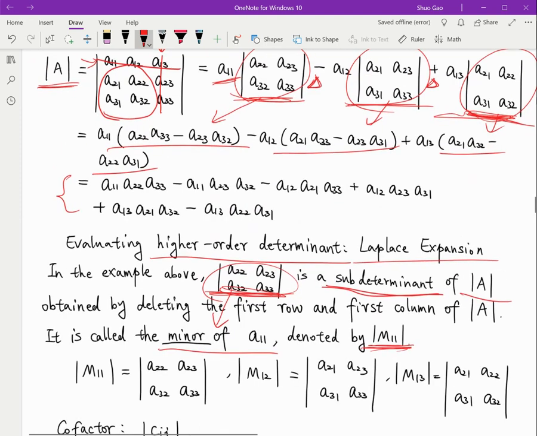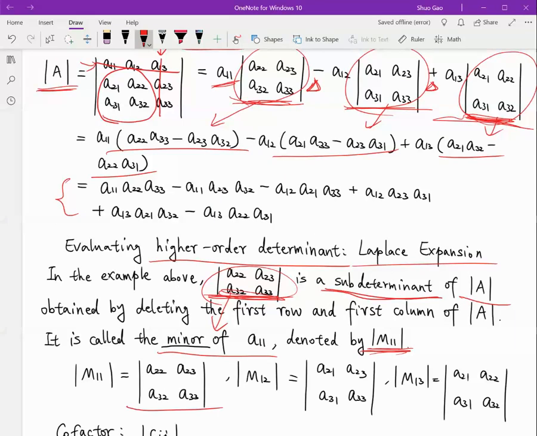So M11 for this example is the subdeterminant of A11, or it is a minor of A11. M12 is associated with A12. So it's a subdeterminant of A and it's associated with A12. Right? So this is associated with A13. It's obtained by deleting the first row and third column, and the determinant is called the minor of A13. So these are some concepts.